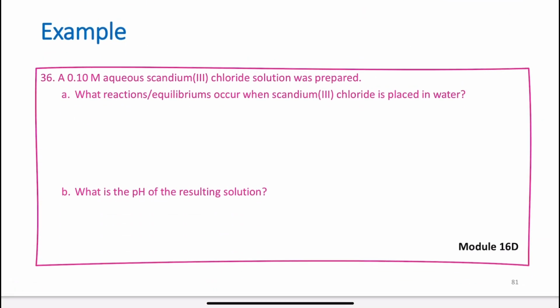Okay, last question. A 0.1 molar aqueous solution of scandium 3 chloride is prepared. What are the reactions and equilibriums occurring when scandium 3 chloride is placed in water? And what is the pH of the resulting solution?